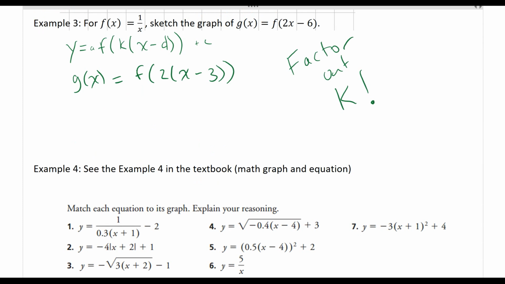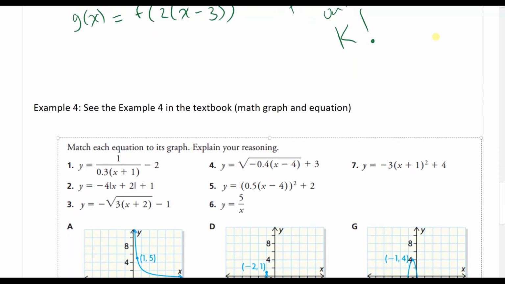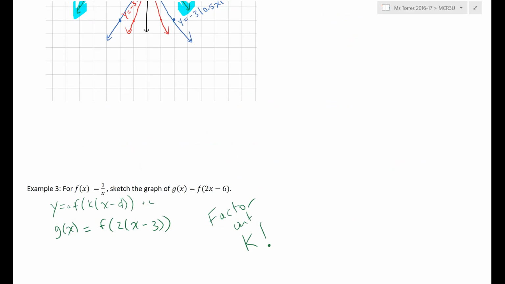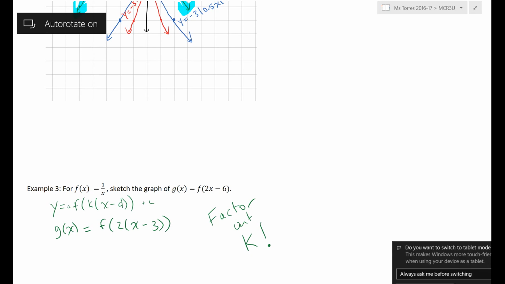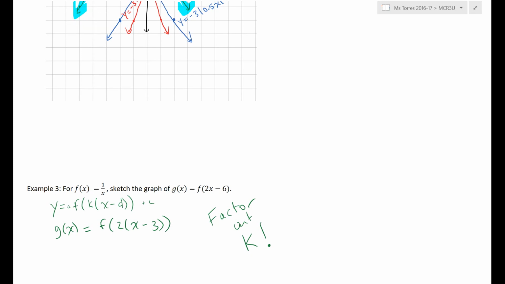So for example 3, we had to factor out the 2 to be able to write the function in the usual form, like k bracket x minus d. We need the 2 to be out front, factored out. So always factor out the k. So once we factored out k, now our function's in the form where we can read off the transformations.